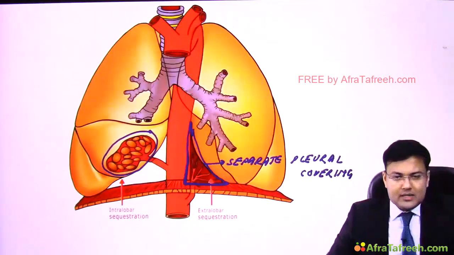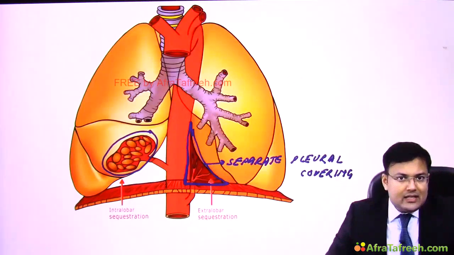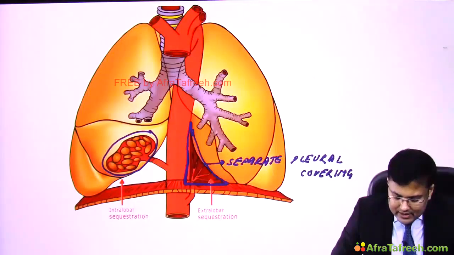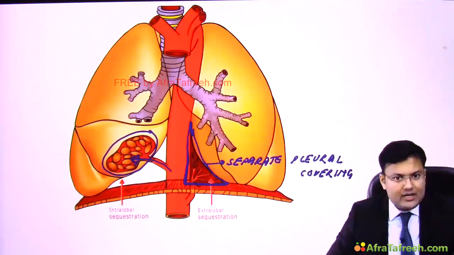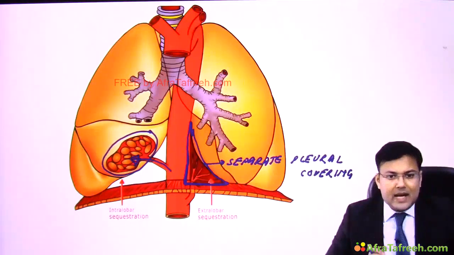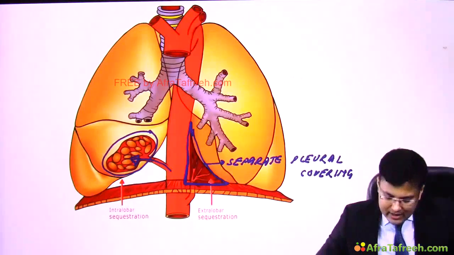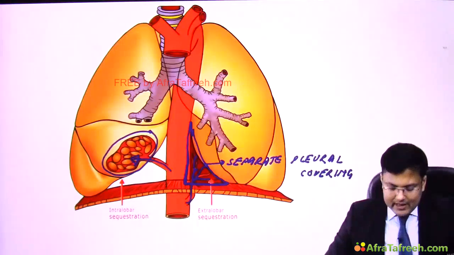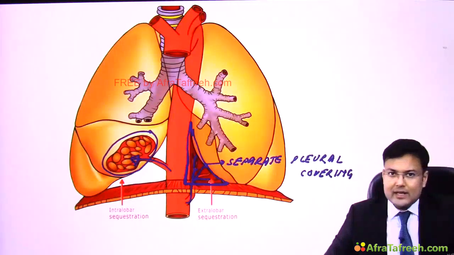Now focus on the blood supply. In both you can see that there is aberrant systemic blood supply. Can you see here? There is a single artery arising directly from the aorta, supplying the intralobar sequestration. And here you can see one artery and there are multiple branches, and it is going to supply the extralobar sequestration.